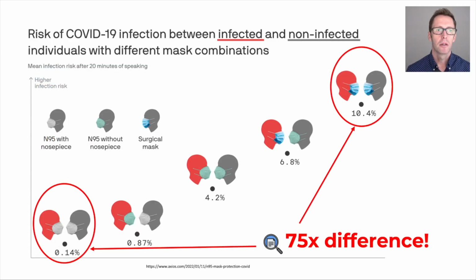There have actually been some studies done to look at the quantitative difference between surgical masks and well-fitting N95 masks. And this is a study published in 2022 that shows the relative risk of COVID infection when you have two people wearing surgical masks versus two people wearing an N95 mask. What they found, in short, was that there was a 75 times risk reduction when you went from just wearing surgical masks to both people wearing a well-fitted N95 mask. So that's a massive difference.